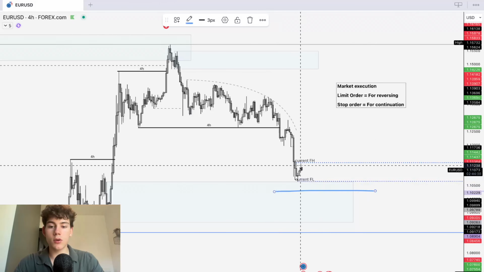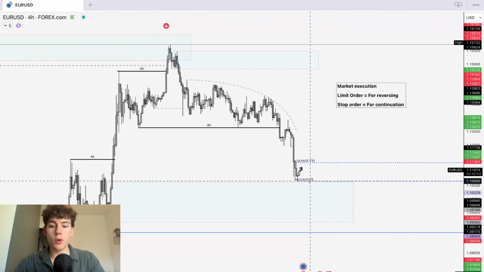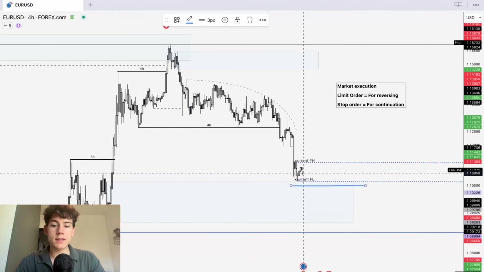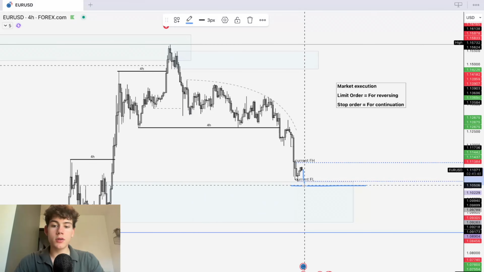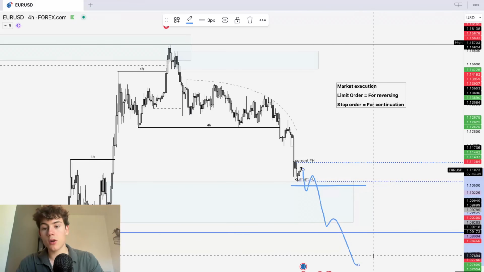Then we have the stop orders. We already explained what market execution is and what limit orders are, and then we have stop orders. So stop orders are for continuation. When the limit order, now we're talking about a limit order, is under the current price action, we're buying it up higher. But with a stop order, we are selling at that moment in time. So then we expect to sell, okay?